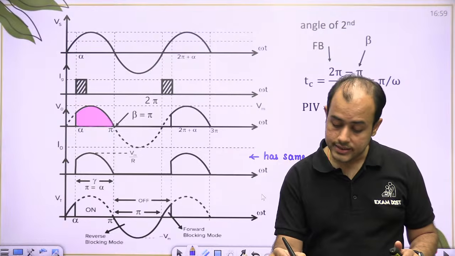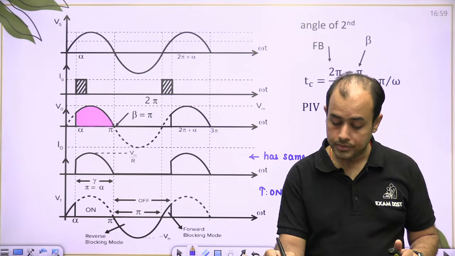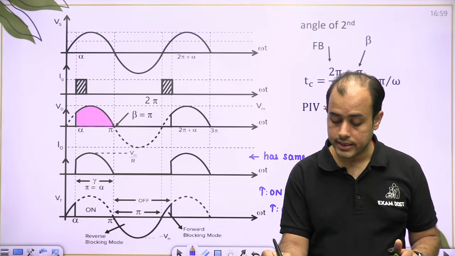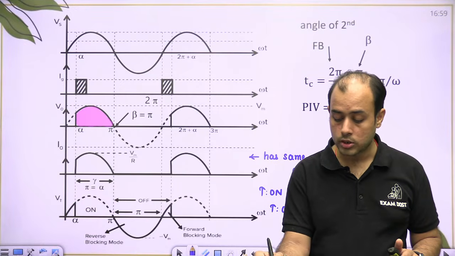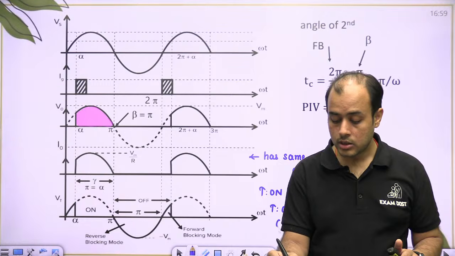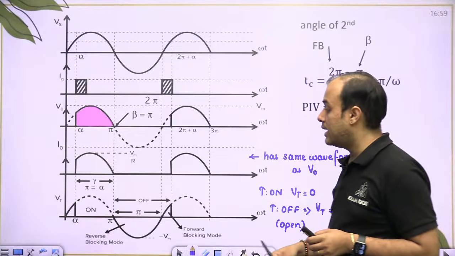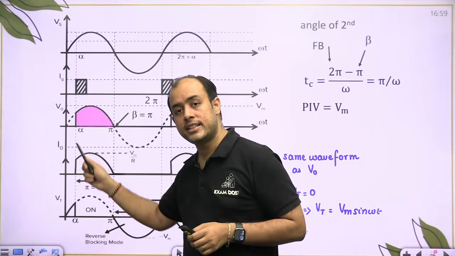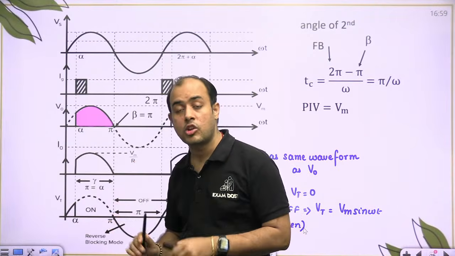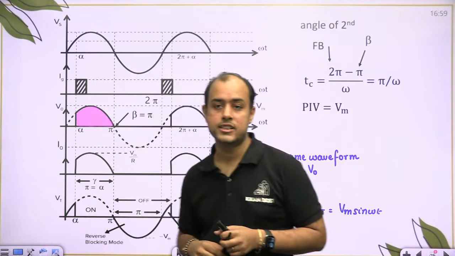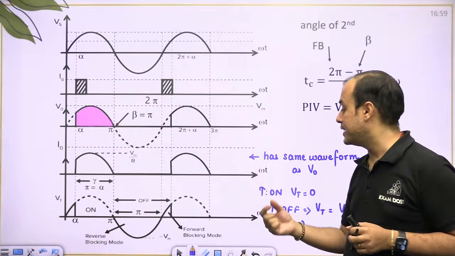Now when the thyristor is on, the thyristor voltage is 0, and when my thyristor is off, the voltage is the same as the supply. ऑफ होगा तो ओपन सर्किट हो जाएगा ना, तो सारा वोल्टेज थायरिस्टर पे आ जाएगा. Now beta, so from 0 to alpha it is off. From 0 to alpha it is off. It is waiting for the firing pulse. So even though the voltage is positive, it is not conducting.